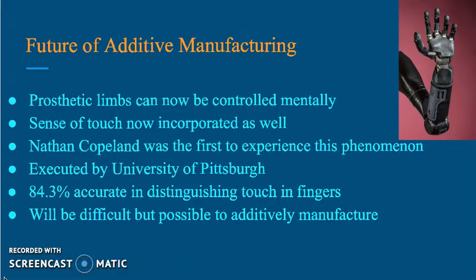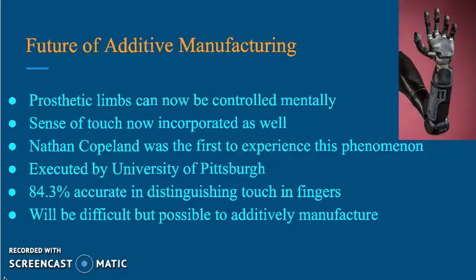Recently, bioengineers have successfully created prosthetic limbs which users can not only control with their mind, but also interpret the sense of touch through. This is executed through implanting minuscule sensors in the motor cortex of the brain. Nathan Copeland, a man who was mostly paralyzed from the chest down in his teens, was given the opportunity to be the first person experiencing sensation from a prosthetic limb.